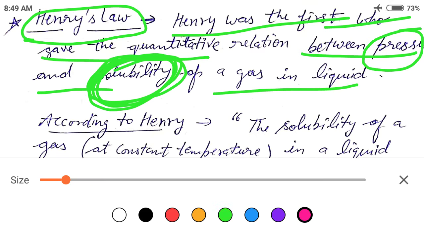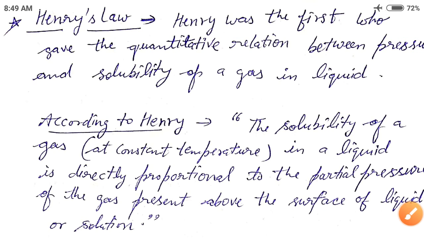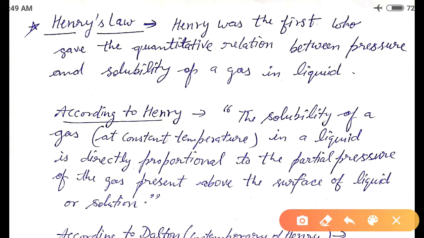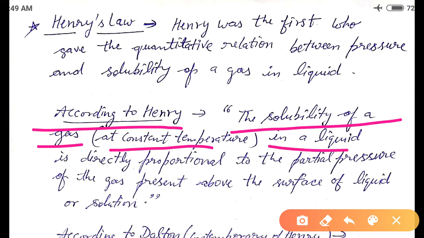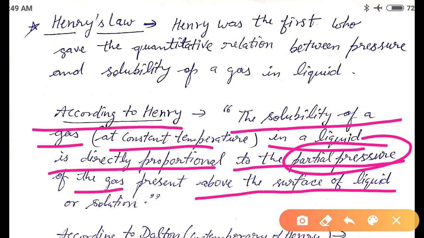Pressure and solubility. It gives the relation between the pressure and solubility. According to Henry, the solubility of a gas at constant temperature in the liquid is directly proportional to the partial pressure of the gas present above the surface of the liquid or the solution.